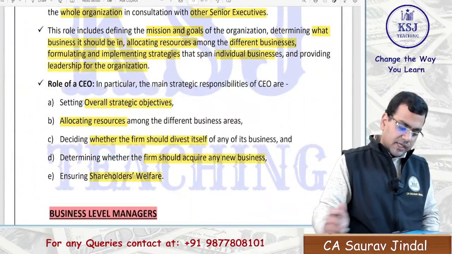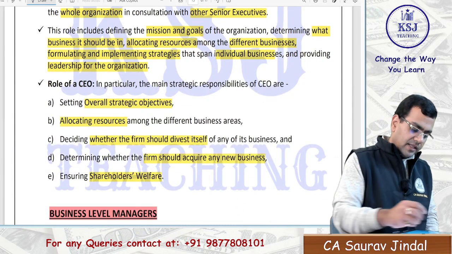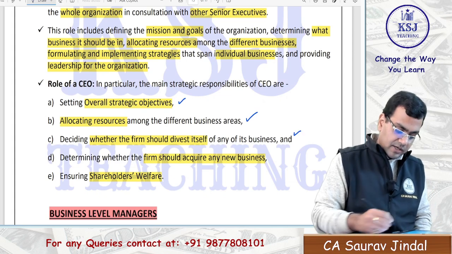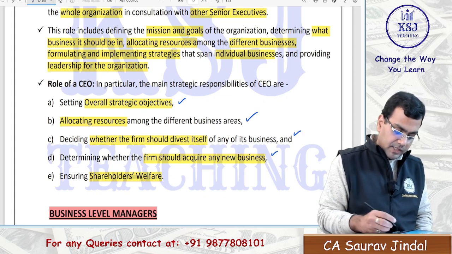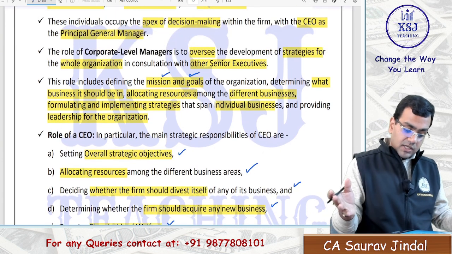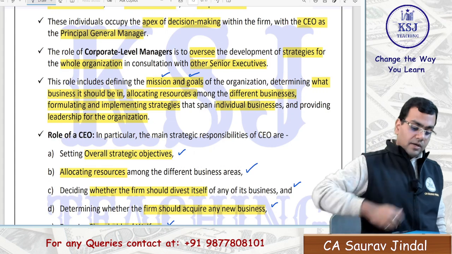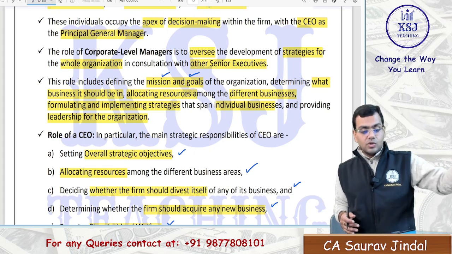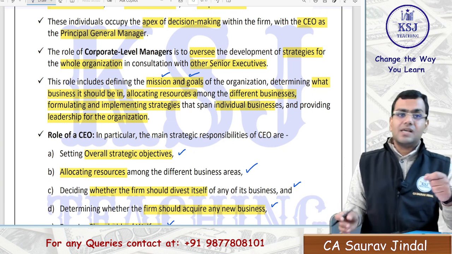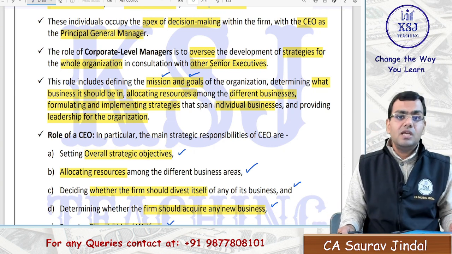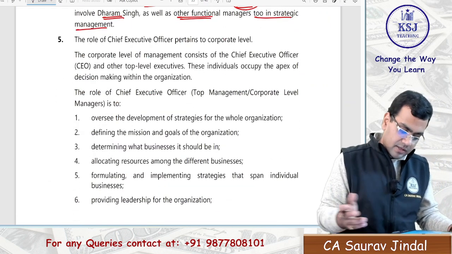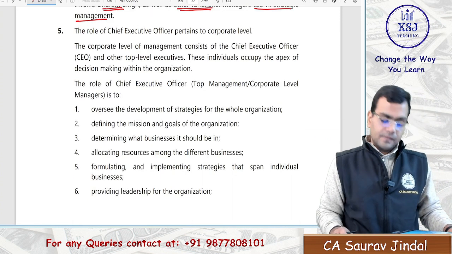Activities. Role of CEO: setting the overall strategic objectives, allocating the resources among the different business areas, deciding whether the firm should divest, determining whether the firm should acquire any new business, ensuring the shareholders' wealth, defining the vision and the goals of the organization, right? Determining what business it should be in, allocating the resources among the different businesses. All these are the roles, or the activities, of the CEO, right? All this is what you have to write in the answer, right?